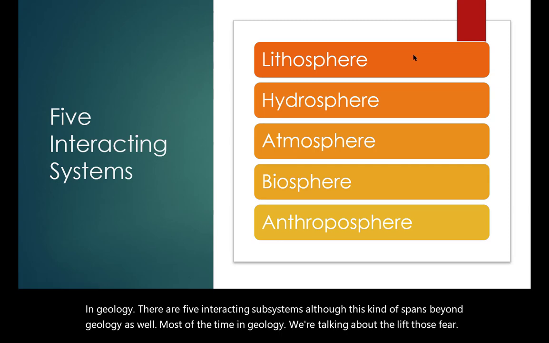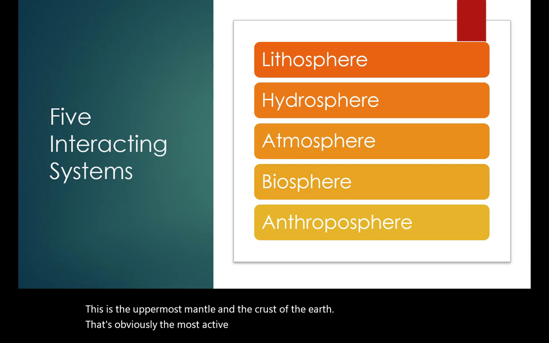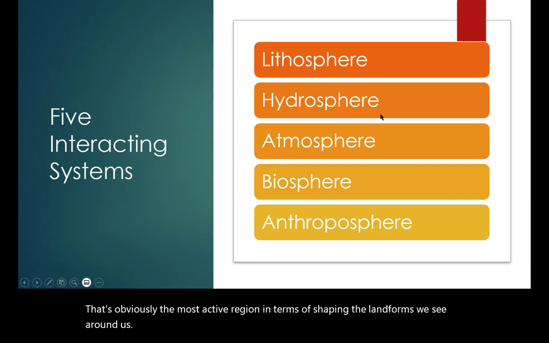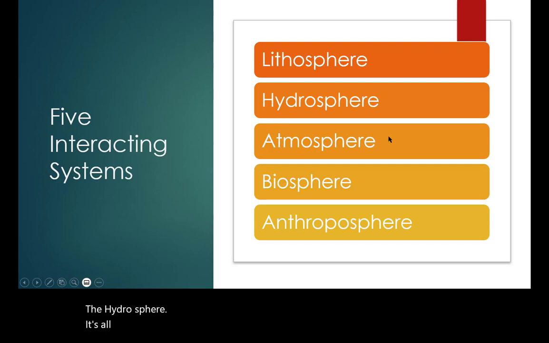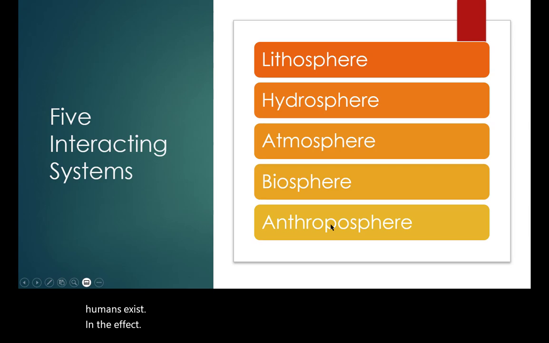This is the uppermost mantle and the crust of the Earth. That's obviously the most active region in terms of shaping the landforms we see around us. The hydrosphere, that's all the water, the atmosphere, the air. The biosphere, all the parts of the Earth where life exists. And finally, the anthroposphere. This is the portion of Earth where humans exist and the affected portions of Earth by humans.